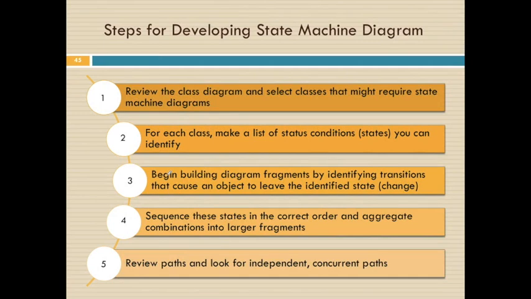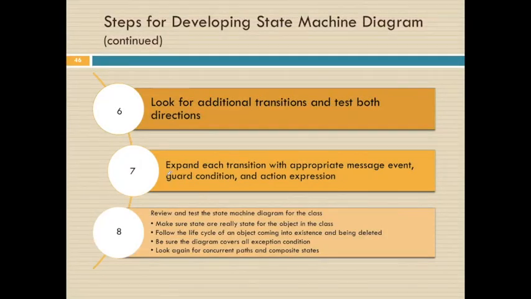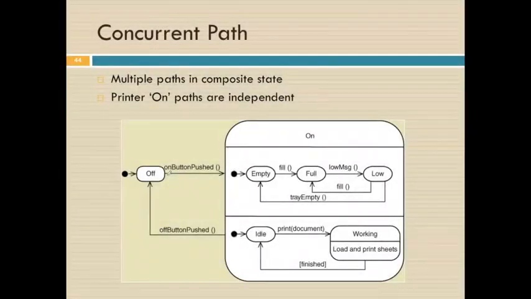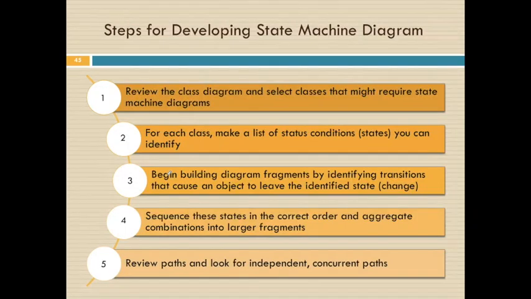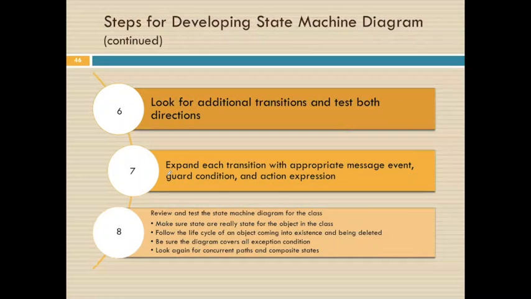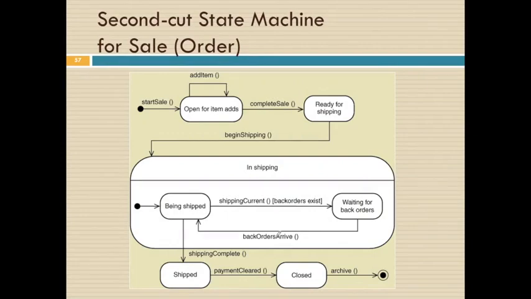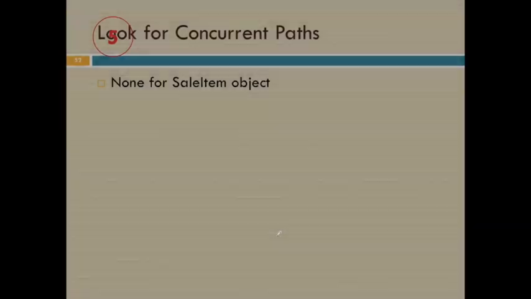These are the steps for developing a state machine diagram, which you can read later. There are 8 steps, but basically I have explained them in the previous example. First, review the class diagram to identify which classes require a state machine diagram. Then identify the conditions, the transitions, and the sequence of the states, and review if there is any concurrent path. Then look for additional transitions, expand the transitions, and review and test the state machine diagram.